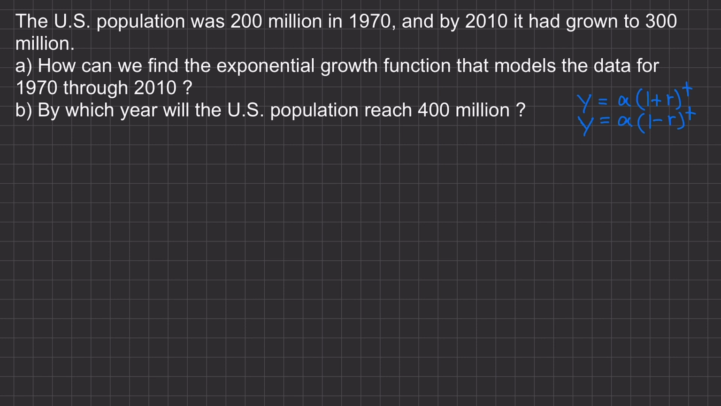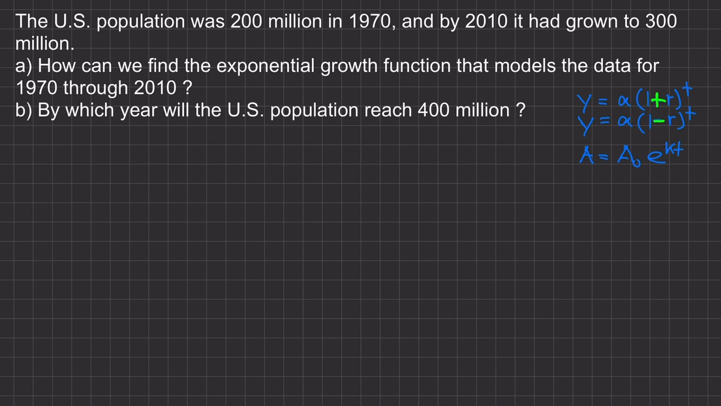In the last video, we used y equals a times (1 plus r) raised to the power of t for exponential growth, and y equals a times (1 minus r) raised to the power of t for exponential decay. Today we are going to learn two more mathematical models for exponential growth and exponential decay, given by A equals A0 times e raised to the power of k times t.